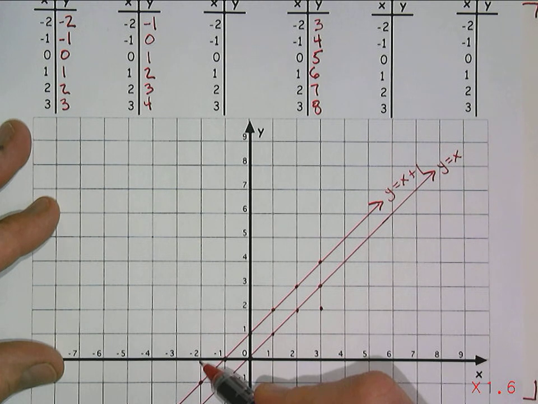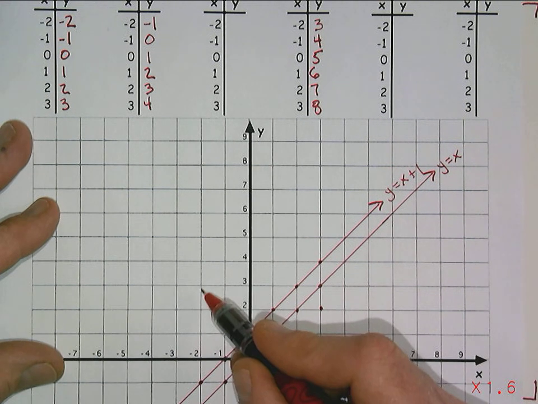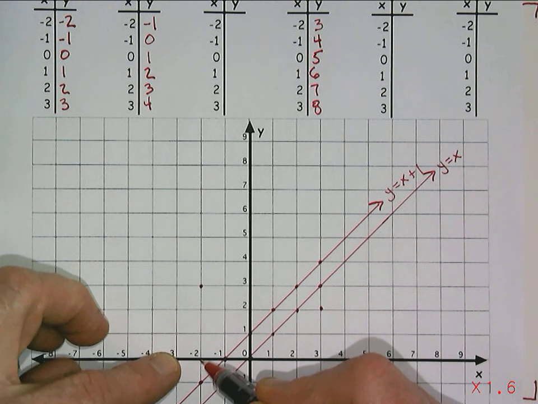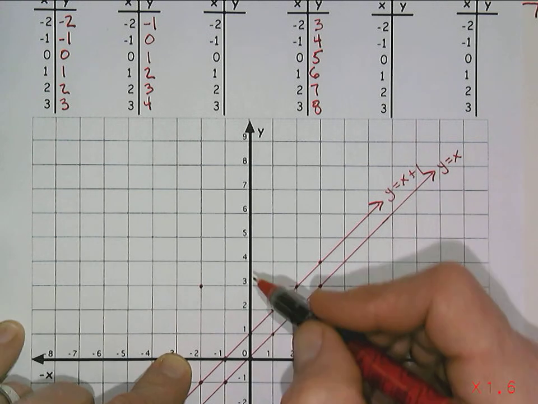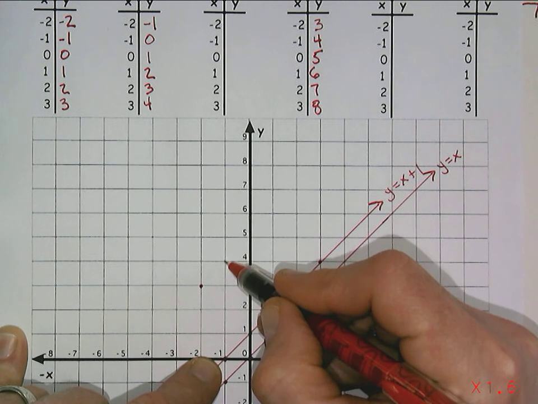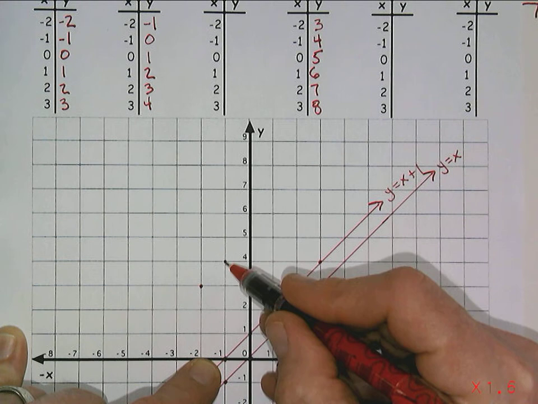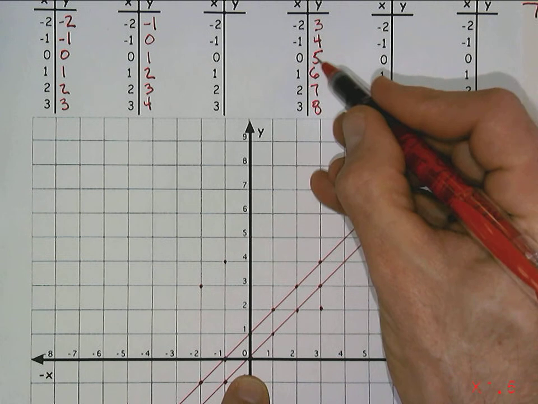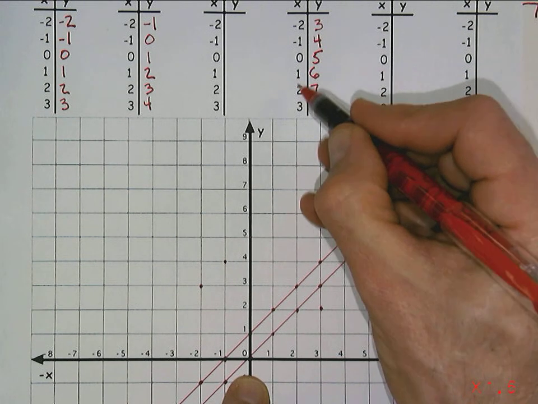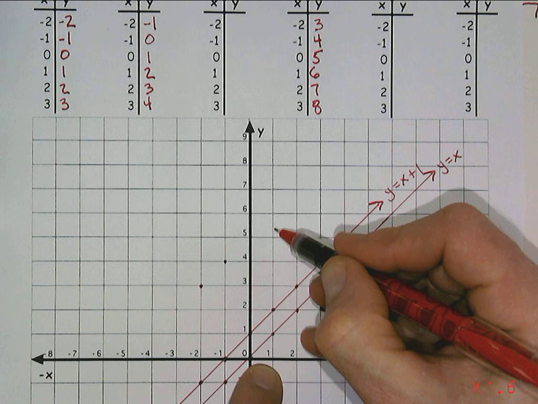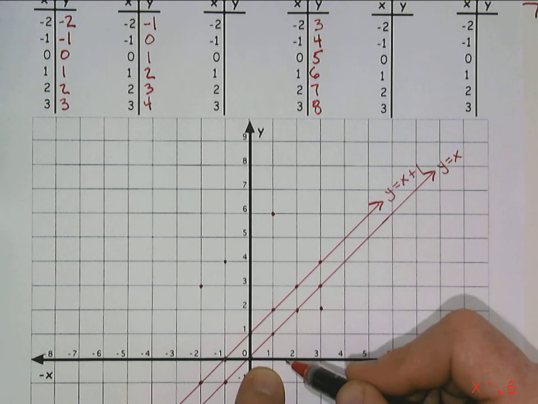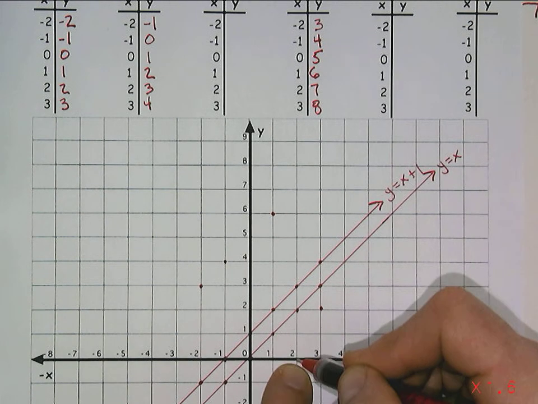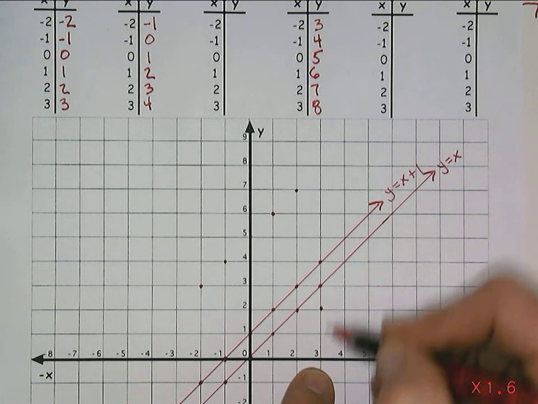So negative 2, 3: negative 2, and then up 3, positive 3. So that's your y value, 3, and your x value is negative 2. These are all just coordinates. And then negative 1, 4, negative 1, and then up 4. And then 0, 5. So these are just coordinates, 0, 5. 1, 6. X is always first. That's the value of x. And then 2, 7. So over 2, up 7, over 3, up 8.